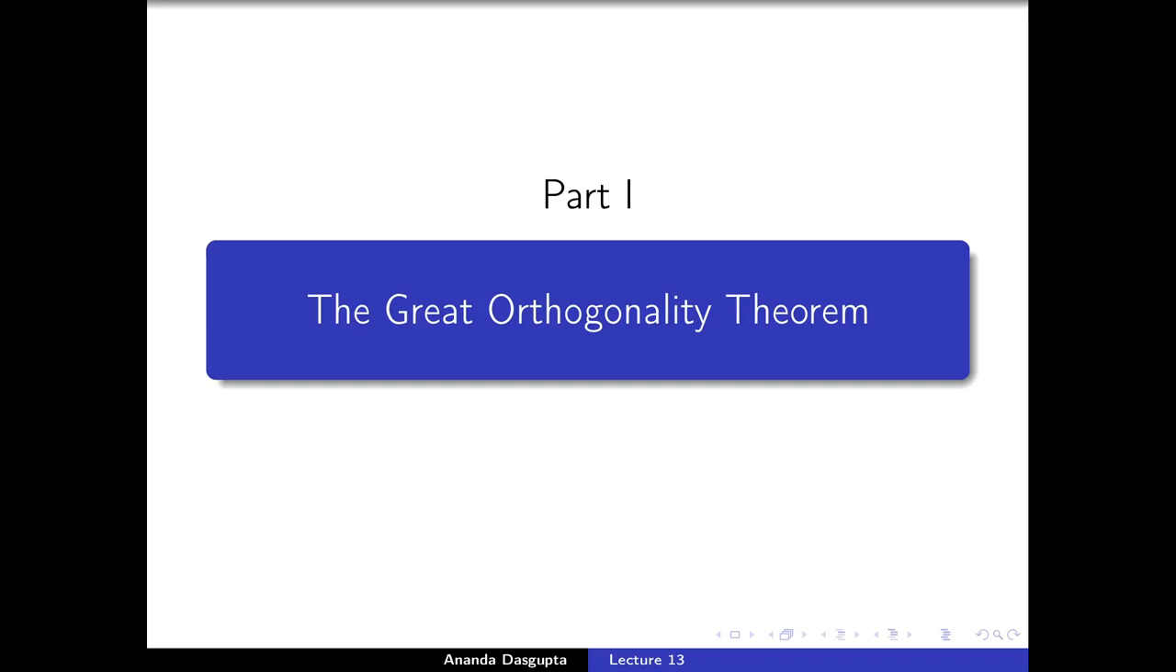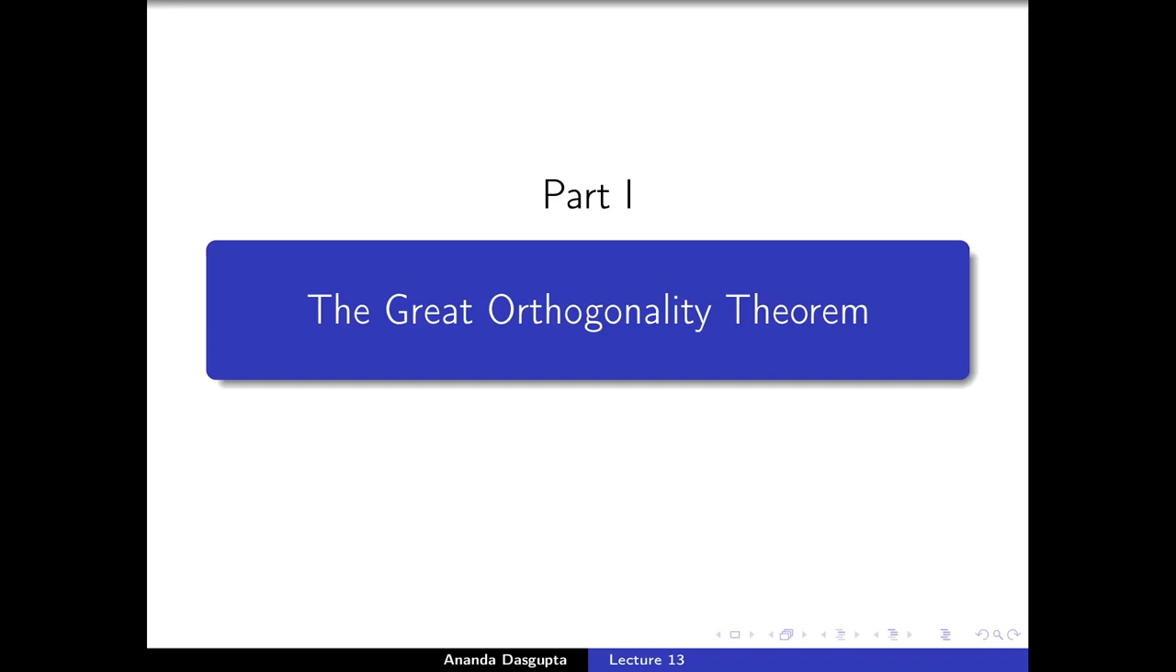So, this is what we are going to talk about today, the great Orthogonality Theorem. But as you must remember from my last lecture, the two lemmas that I had introduced there, Schur's lemmas, are the ones that are going to be essential in proving the theorem. So let me first start by recapitulating these very important lemmas.